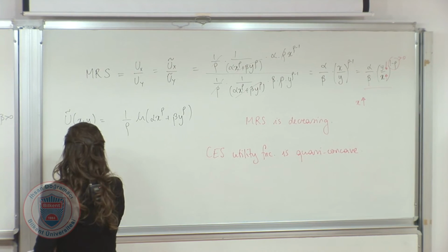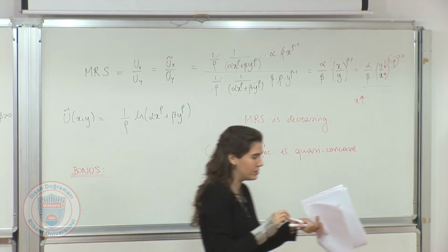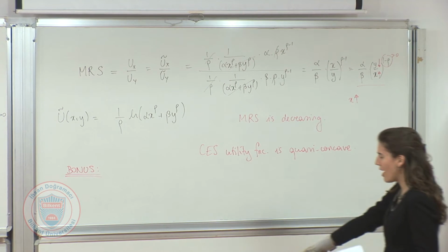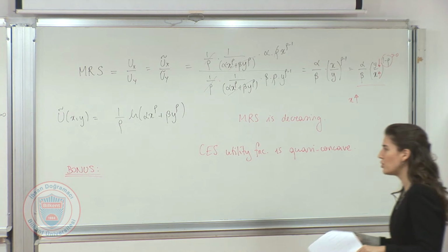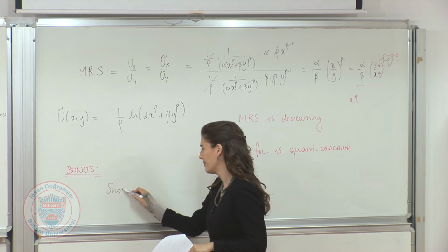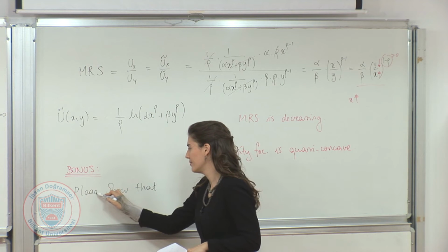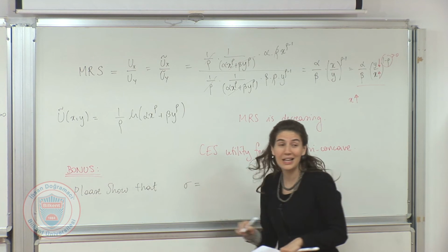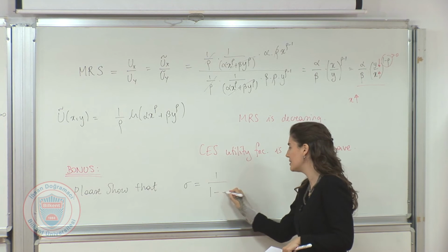Now, okay, so a kind of bonus quiz or homework. I computed the marginal rate of substitution for you. So please show that the elasticity of substitution for the CES case is actually this.